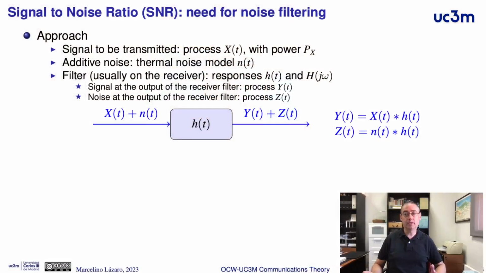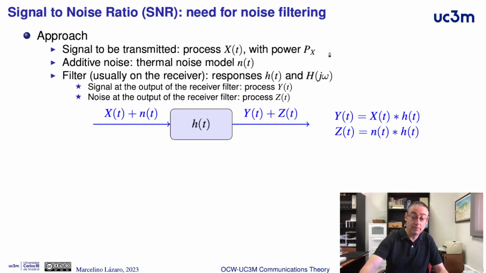The signal-to-noise ratio is a very common figure of merit to evaluate the performance in communication systems. The name is self-explaining. The signal-to-noise ratio is a ratio between the power of a signal and the power of noise. And here we are going to compute the signal-to-noise ratio at the input of a receiver, before filtering and after filtering the received signal and the thermal noise.